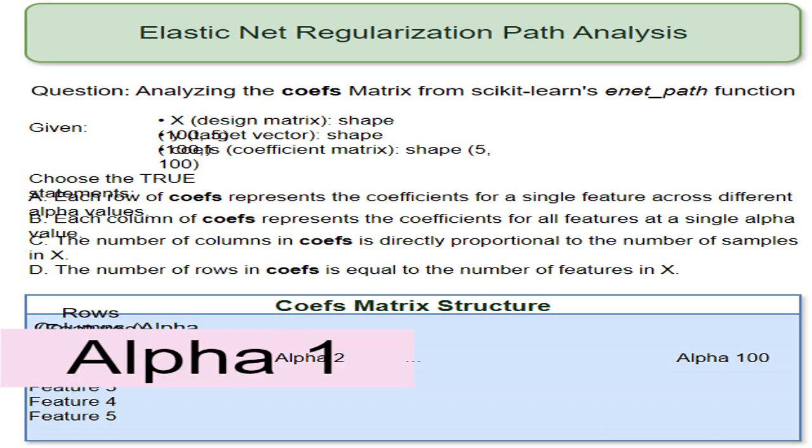This ellipsis indicates that the pattern continues, showing the coefficients for all features at subsequent alpha values, alpha 3, alpha 4, and so on up to alpha 100. It's showing the complete regularization path, with each step showing how the model's weight changes across features.